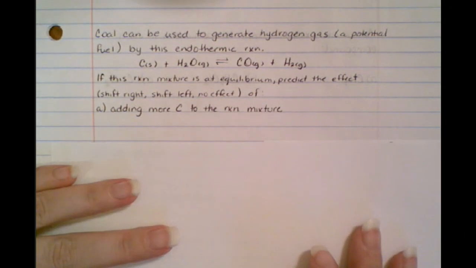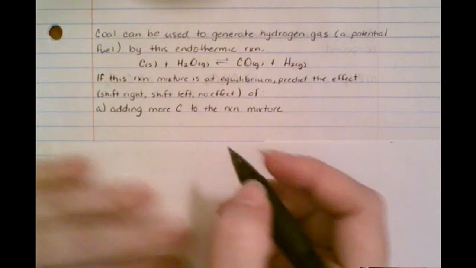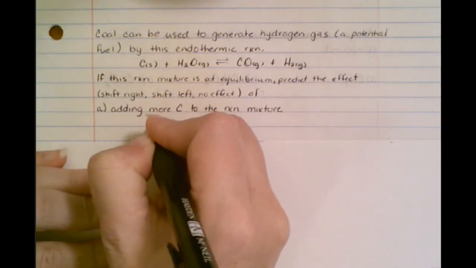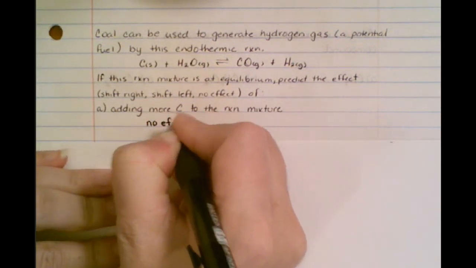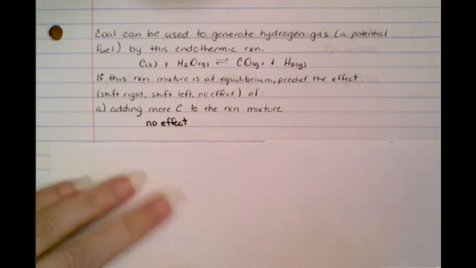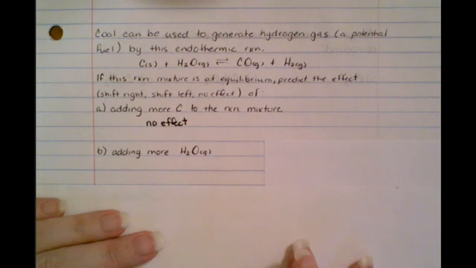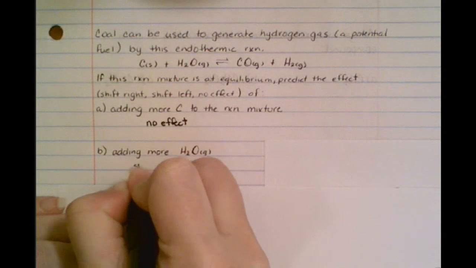So in this first one it says, what happens if I add more C? Well, if it's a solid and I add more C, we don't really care, so it's not going to have any effect. So that should be a gimme on a test. Now, what if I add more H2O? Well, I'm adding more to the left, so in order for it to balance out, I'm going to have a shift right.